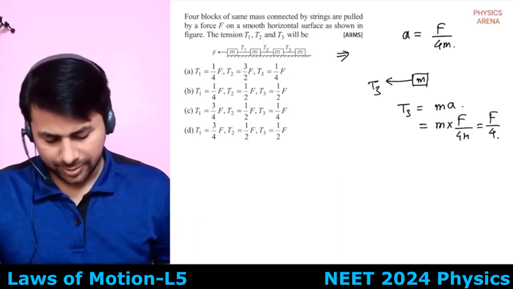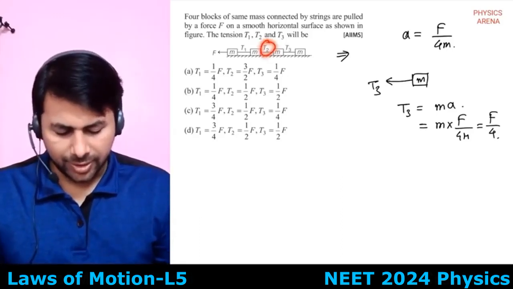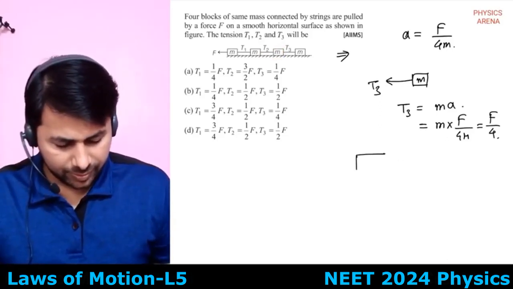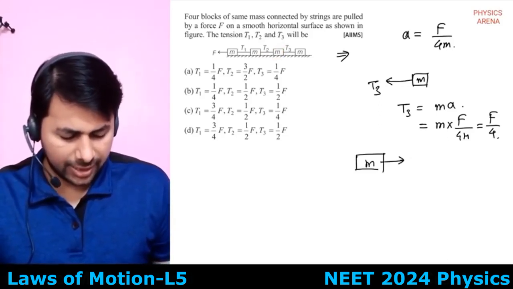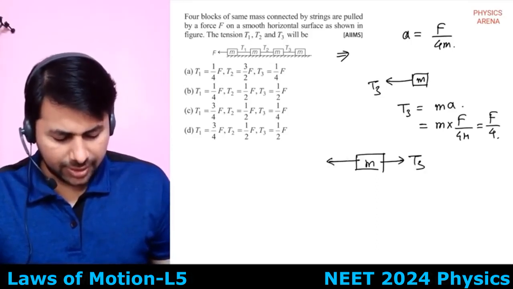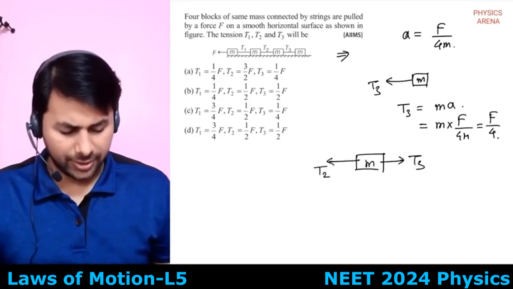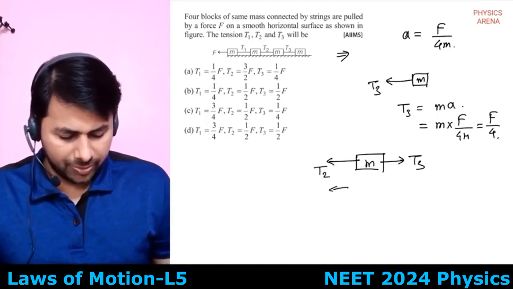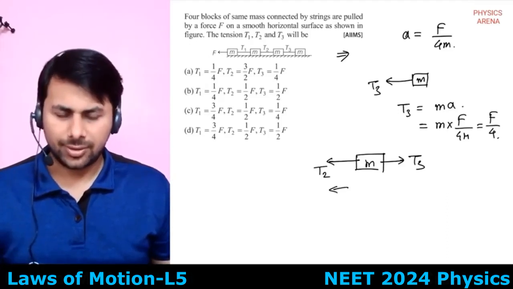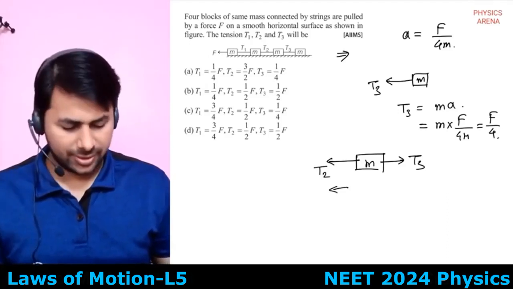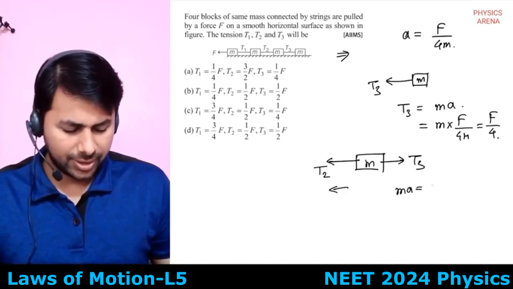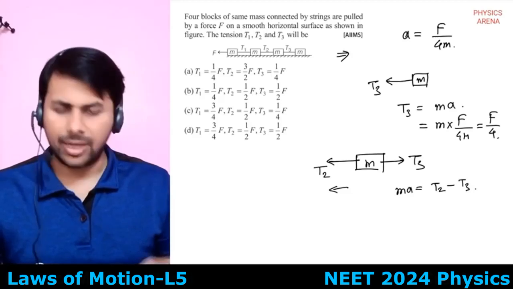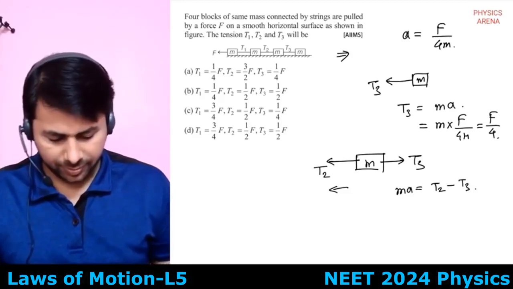Next, let's find out T2. To find T2, let's consider this mass. T3 is acting on this side and T2 is acting on this side. So I can say the net force on it, again, is on this side only. Net force is T2 minus T3, so MA equals T2 minus T3, or you can say T2 is equal to MA plus T3.